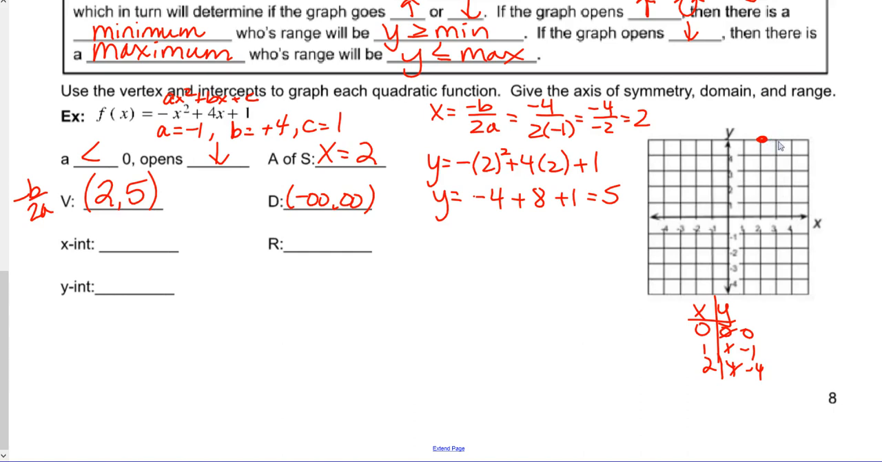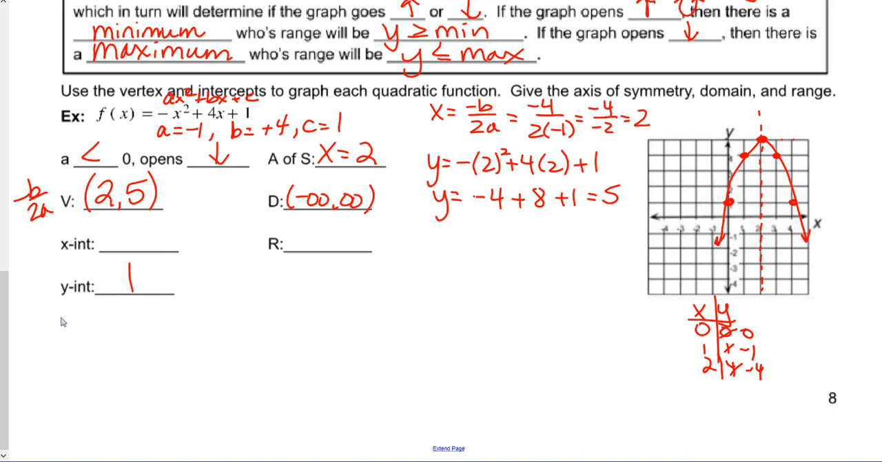So over 1 from the vertex and down 1. Over 2 from the vertex and down 4. 1, 2, 3, 4. Gives me these points right here. Here is my axis of symmetry. Then I have a mirror image over here of this and a mirror image of this point right here. Now that point's actually very nice because I'm crossing the y-axis there. Hence, that is my y-intercept of 1.